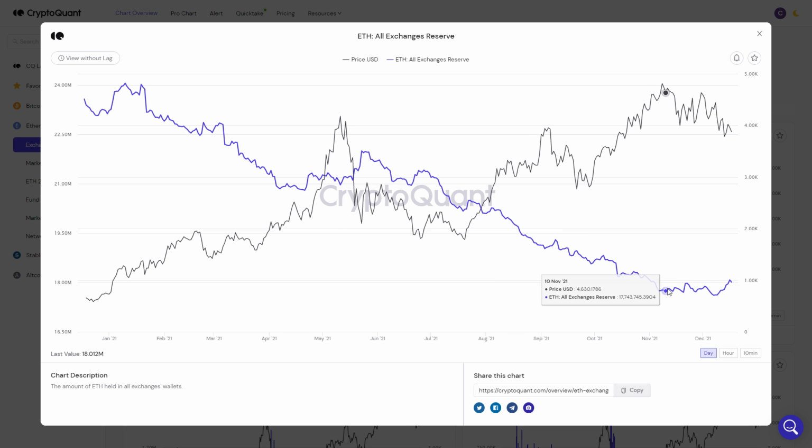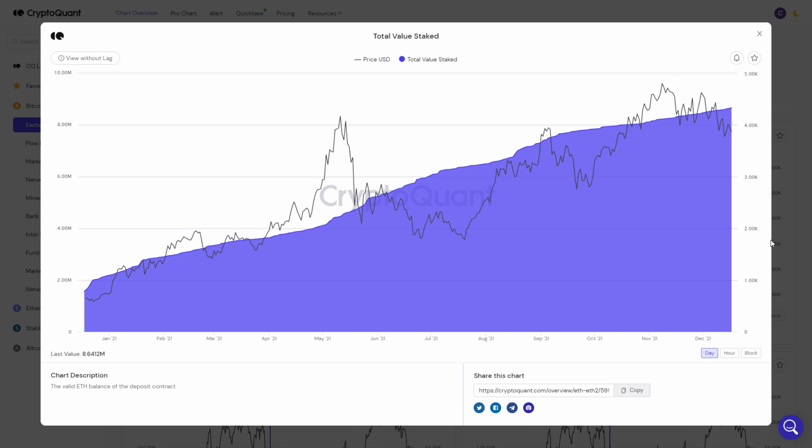But more recently, since around the beginning of November, we have seen the Ethereum balance across all exchanges remain relatively stable. And so this could be one reason why we have been experiencing some short-term bearish price action over the past 1.5 months. But something else that is important for Ethereum holders to know is this chart right here.